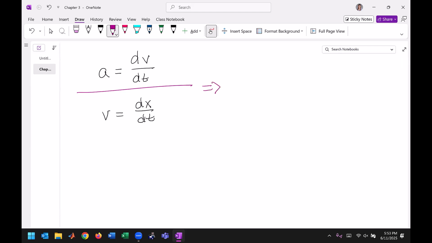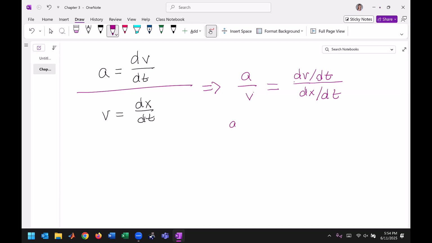Because then you can get stuff like this. So acceleration over velocity equals dv dt over dx dt, like that. Make sense?